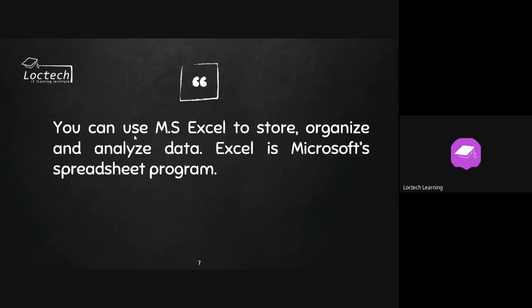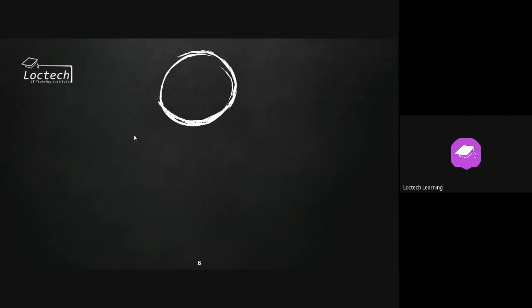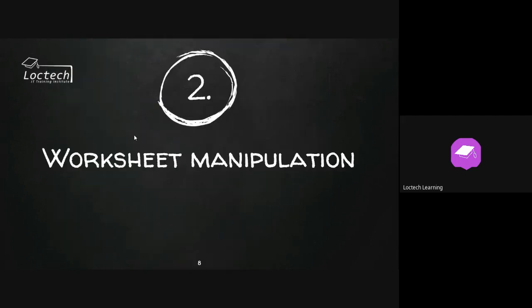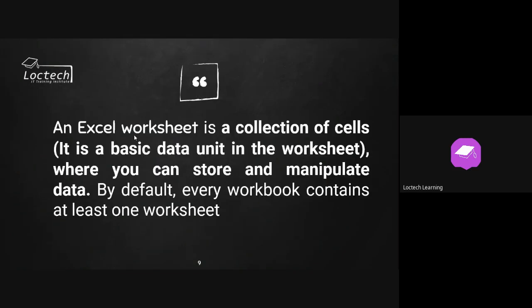All right, so quickly, let's look at the next thing here. The next thing is what I call worksheet manipulation. Now, in our worksheet manipulation, we are going to look at what an Excel worksheet is all about. Here we found out that it's a collection of cells. In other words, it is a basic data unit in the worksheet where you can store and manipulate data.